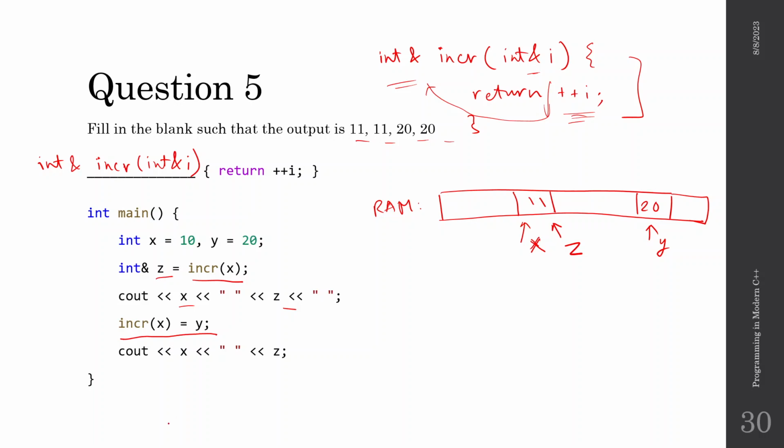So what will happen is that this memory location will be updated with the new value. The y's value will be copied over here, because of this assignment operator. So when we print x and z, we will get 20 and 20. So the output will be 11, 11, 20 and 20.